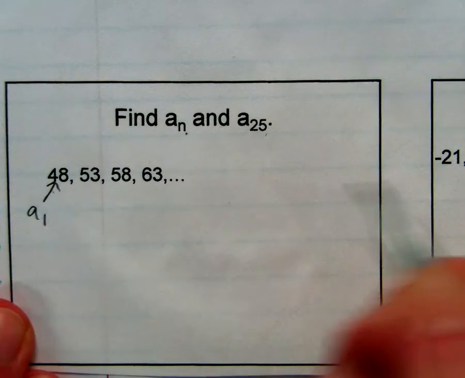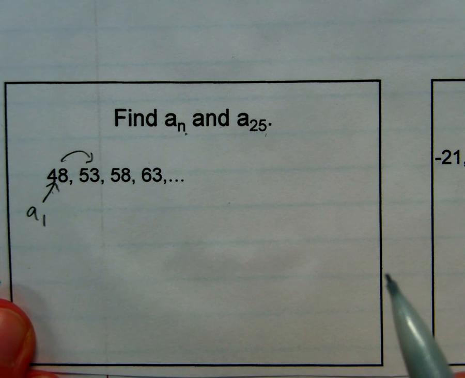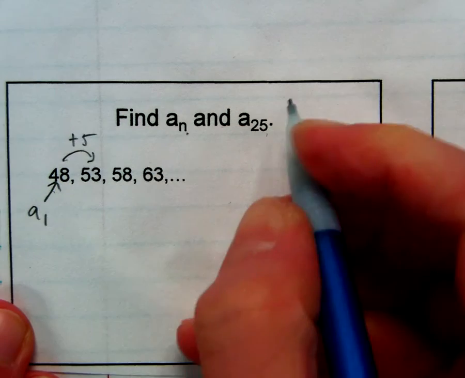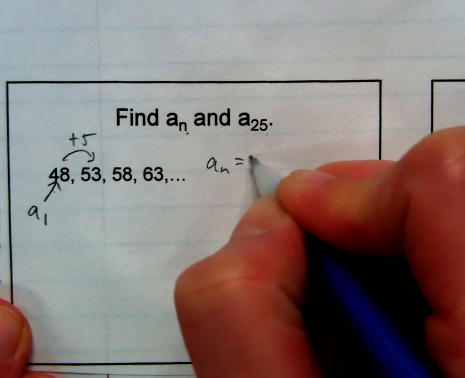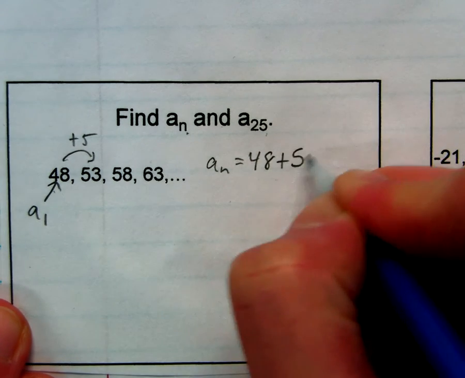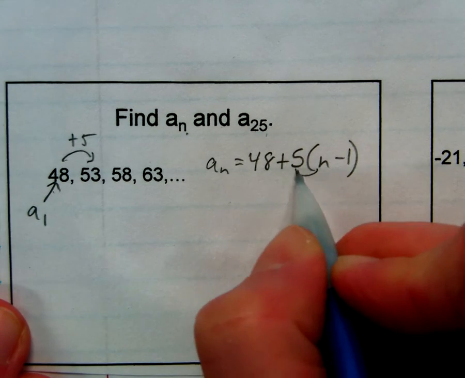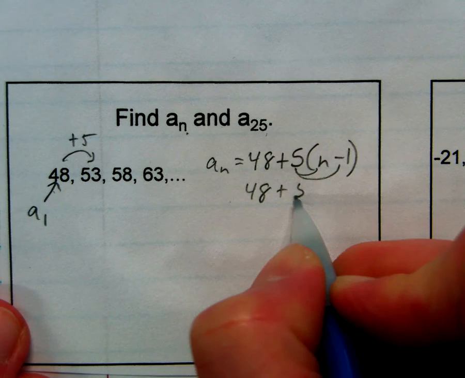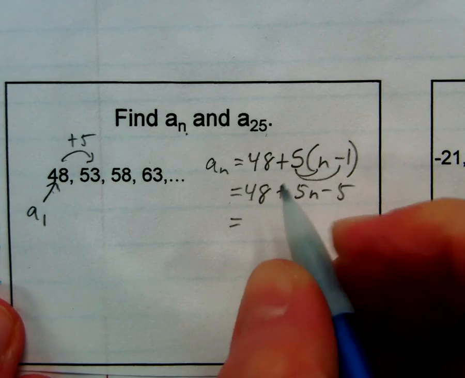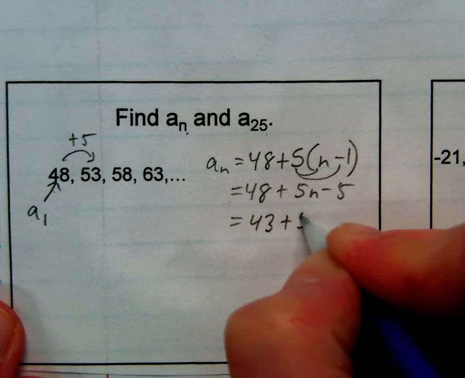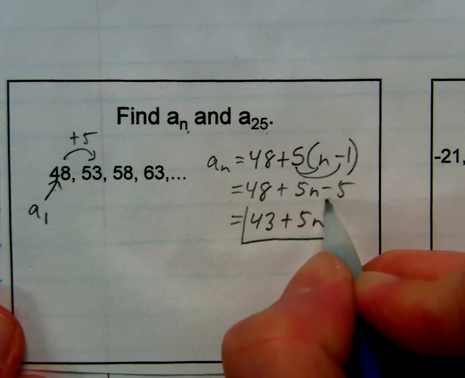48 would be the A1. And then what's my common difference as I'm going ahead in the formula? What are they adding? 5. So we can use that in our formula. So AN equals A1, which is 48, plus 5 times n minus 1. And we can just distribute and clean that up a little bit. If we distribute out the 5, we get 5n minus 5. And then 48 minus 5 is 43. So you can do 43 plus 5n, or 5n plus 43. Either way works. And so that's your formula.